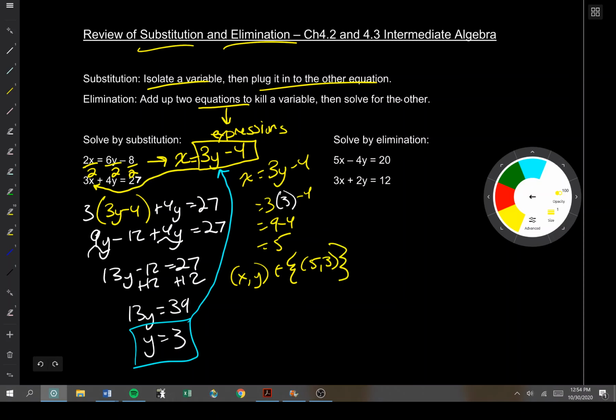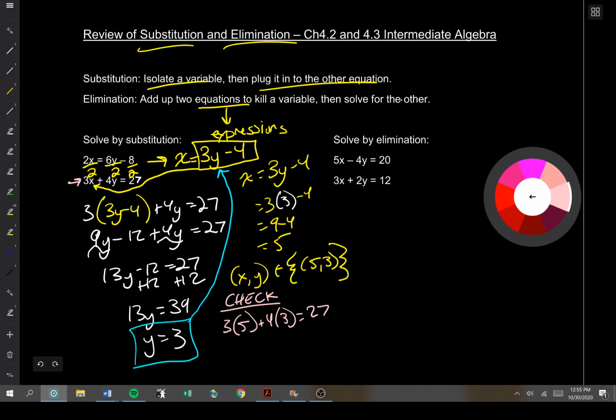I'm going to check that in the equation that I didn't solve for. I'm going to check it here. So when I check it, it needs to be the other equation just to be safe. So 3x plus 4y needs to equal 27, and 15 plus 12 does equal 27. Sick, I'm good.